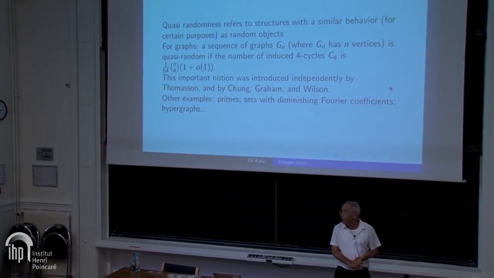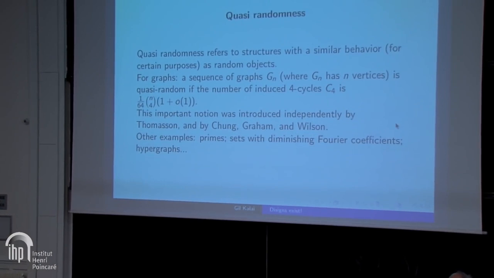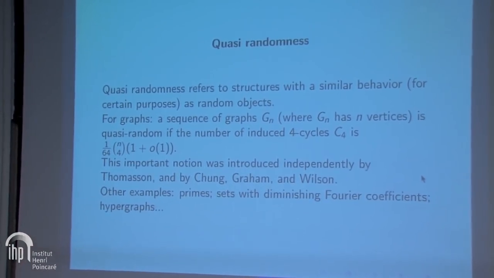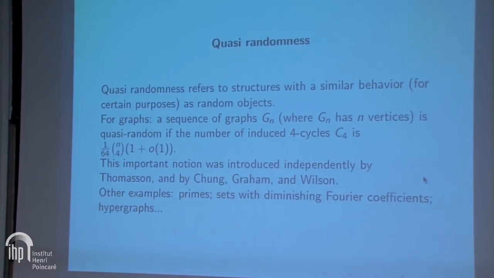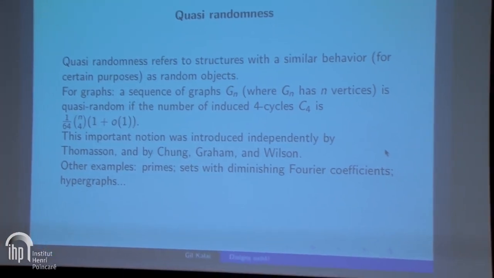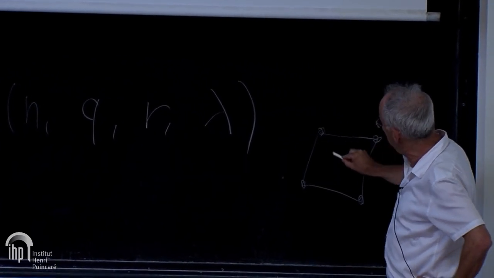Okay, so another important idea in this field is the notion of quasi-randomness. Quasi-randomness refers to structures which behave similarly to random structures, but are defined using deterministic conditions. So for example, here is a definition for graphs. A sequence of graphs G_n, usually it's an asymptotic notion which applies to structures when n goes to infinity, is quasi-random if the number of induced four-cycles, so you look inside the graph at 4 vertices where the edges on these 4 vertices form four-cycles, looks like this. These guys do not belong.